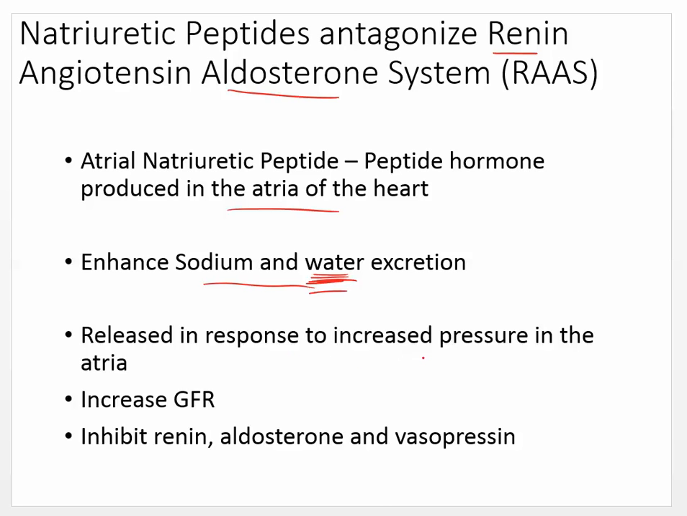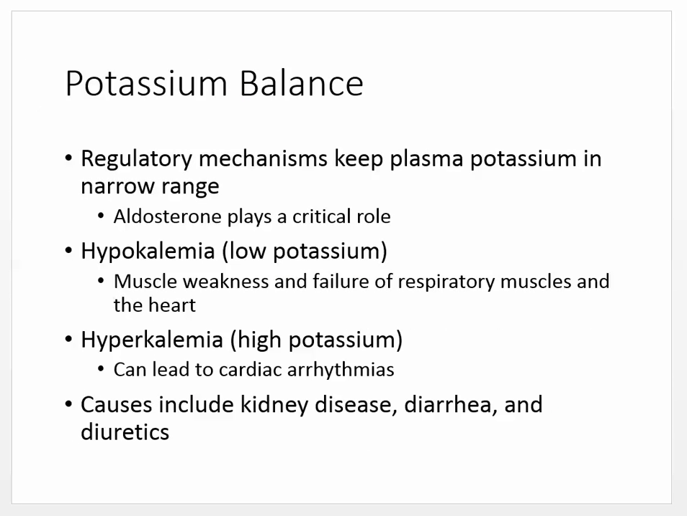Released in response to increased pressure in the atria, increases GFR. So that's how it has its method. It just sends things through more quickly, so that sodium doesn't have as much of a chance to be reabsorbed. It stays in the tubule, and then it's released as urine. Okay, so it also suppresses or inhibits these other things. Okay, so what have we gone through?